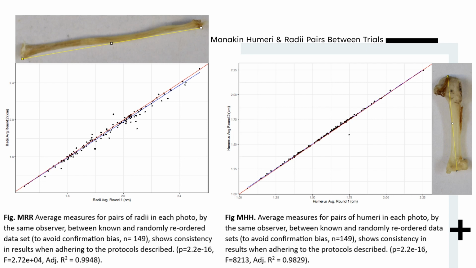In the top left, we have an example of a transect on the radius from the styloid process to the head, and similarly on the right side with the humerus going from the trochlear indentation near the bottom there to the apex of the head.